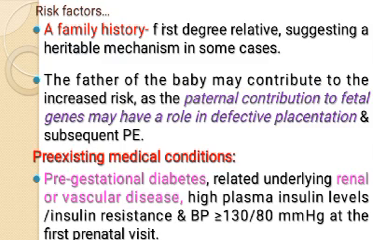Pre-gestational diabetes related underlying renal or vascular disease, high plasma insulin levels or insulin resistance, and blood pressure greater than or equal to 130/80 mmHg at the first prenatal visit.